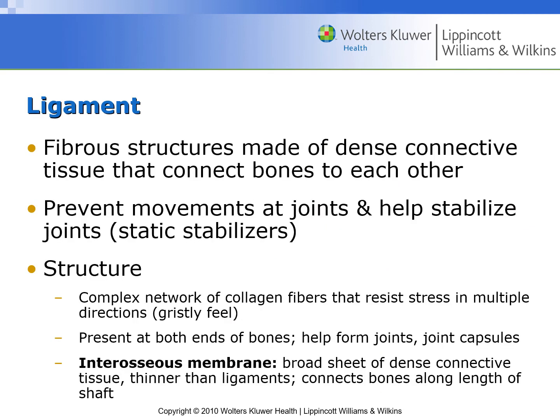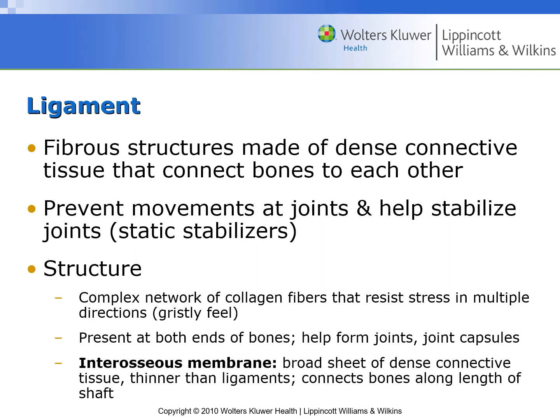So now let's consider ligaments. Ligaments are fibrous structures made of dense connective tissue that connect bones to each other. They prevent movements at joints, and they help to stabilize the joint, referred to as static stabilizers. The structure of ligaments is such that they are a complex network of collagen fibers that resist stress in multiple directions. This is referred to as the gristly field.